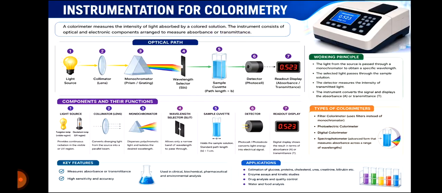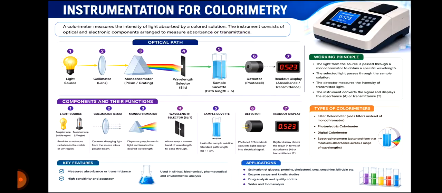Coming to the instrumentation, a colorimeter measures the intensity of light absorbed by a colored solution. The instrument consists of optical and electronic components arranged to measure the absorbance or transmittance. The optical path is as follows. Light from the source enters the lens and is concentrated in a monochromator. Then, with the help of the wavelength selector, the wavelength is selected and allowed to pass through the sample in the cuvette. The absorbance or the transmittance is detected by the detector, the photocell, and it is read out in the display unit as either absorbance or transmittance.